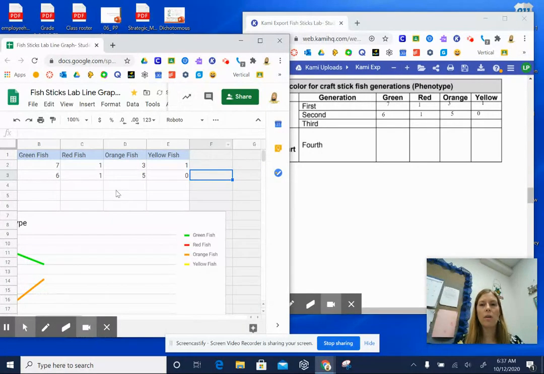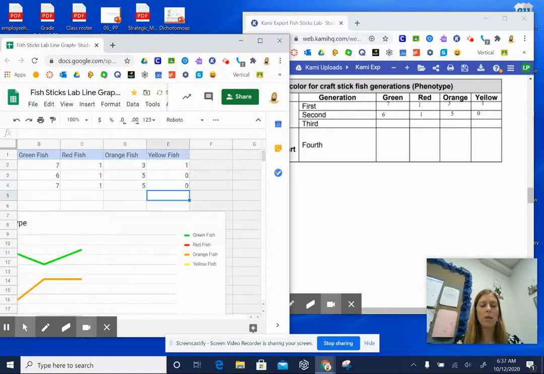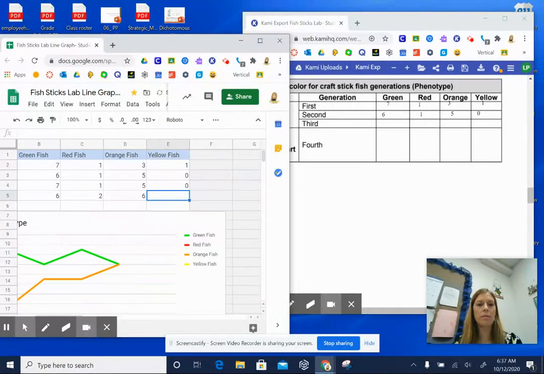Okay, so you're going to continue. You're going to put in your third generation, whatever that might be. I'm going to put in pretend numbers here. Let's say I had 7 green again, and 1 red, and 5 orange, and 0 yellow again. Okay, now for my fourth generation, I'm going to do the same thing. I'm just going to plug in some numbers here. Maybe I had 1 random yellow fish.